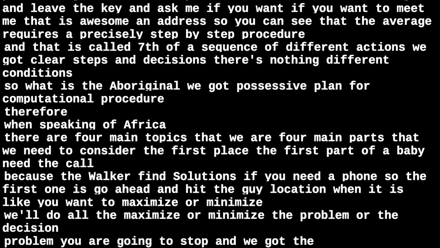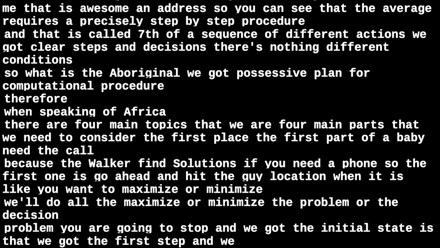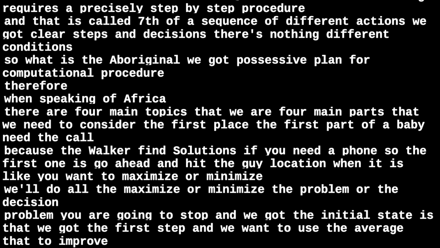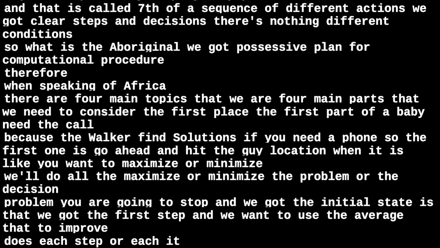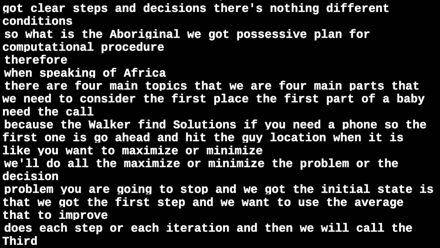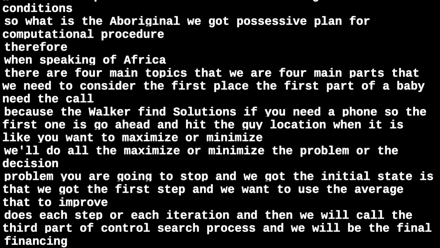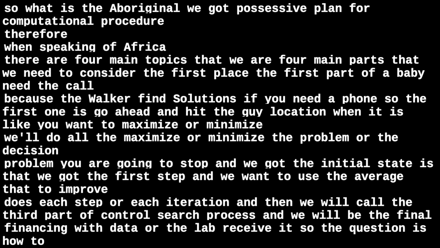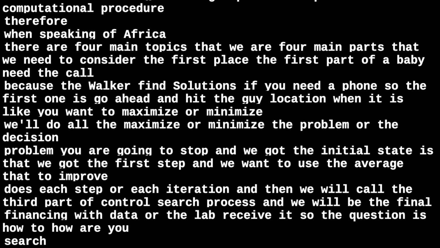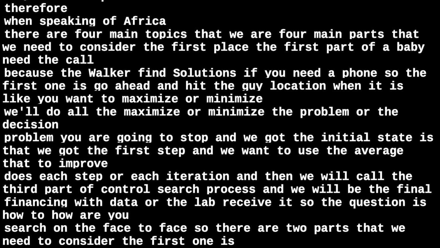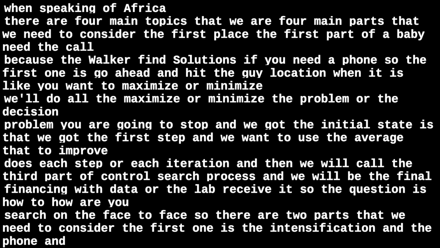And we have the initial state, which is the first step, and we want to use the algorithm to improve each step or each iteration. And then we have the third part, the control search process, and the finiteness. You don't want an algorithm, for example a while loop, that won't ever stop. So the question is, how do you search the state space? There are two parts that we need to consider. The first one is the intensification, and the second part is the diversification.